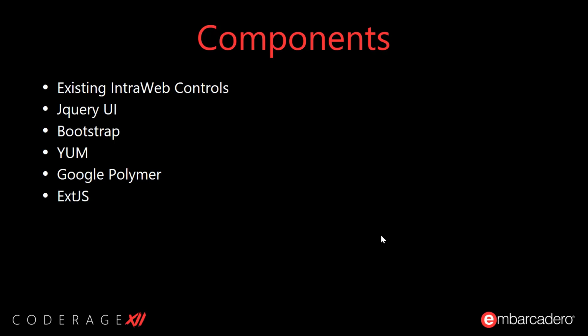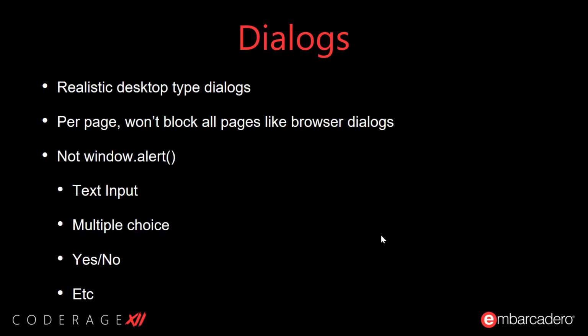Components, we're going to port all the existing IntraWeb components. So if you want to move from IntraWeb 16, 14 over to IntraWeb 17, all the corresponding components are going to be there. So you're going to have grids, edits, list boxes, and charts, and all that kind of stuff. We're also directly integrating jQuery UI, Bootstrap, Yum, Google Polymer, XJS, and many more. And again, the reason being is they're so much easier to develop. And we're working with our third parties, and we expect we'll see many more third parties on board because it's so much easier to develop controls with IWML.